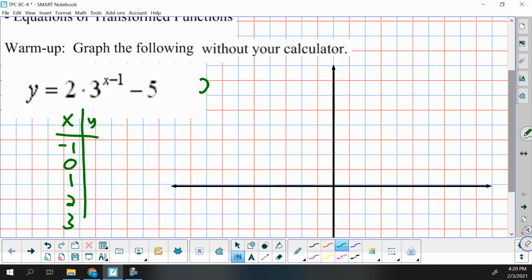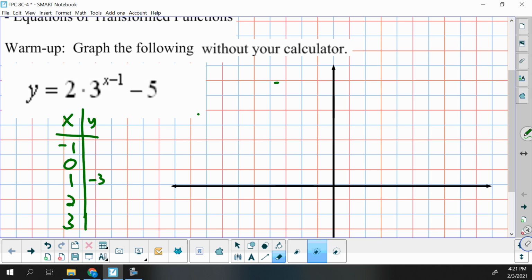So when we put in the 1, we'll have 2 times 3 to the 1 minus 1 minus 5. So we're going to have 2 times 3 to the 0 minus 5. That would be 2 times 1 minus 5. So 2 minus 5, which is -3. So that's our middle value.